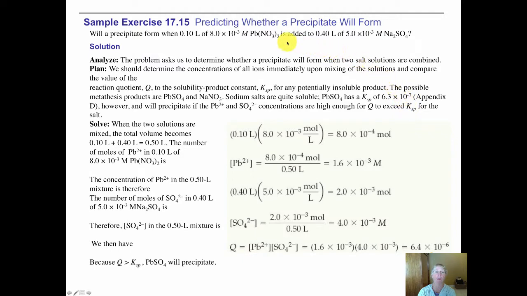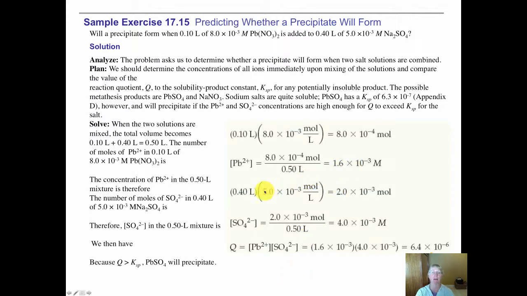Now you also know when you add 2 volumes together, you're going to have a new total volume. So remember, we learned about that first dilute, then newt. Well, there's no newt in this one, but you definitely have to find the moles of your lead ion divided by the new total volume, and the moles of your sulfate ions divided by the new total volume. So right here, volume times molarity gives me moles of lead, and lead moles divided by the new volume, because it was 0.1 liter plus 0.4, gives me the new concentration of my lead.